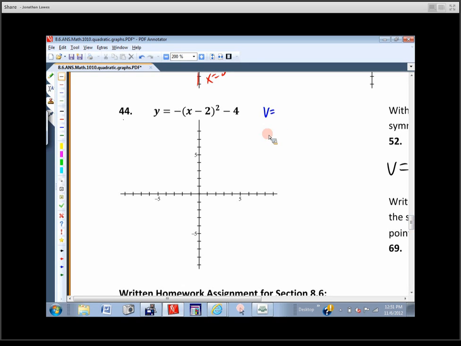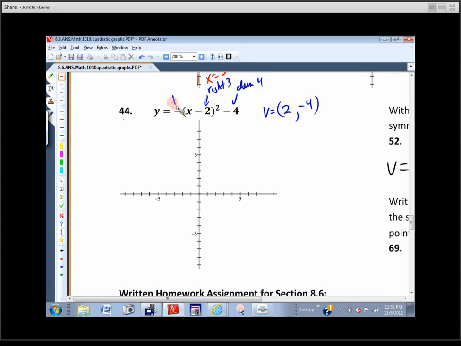Parker, what's the x coordinate of the vertex? 2. Susie, what's the y coordinate of the vertex? -4. Okay. And you can tell that because this is going to move the graph down 4. That's going to move it to the right 3.